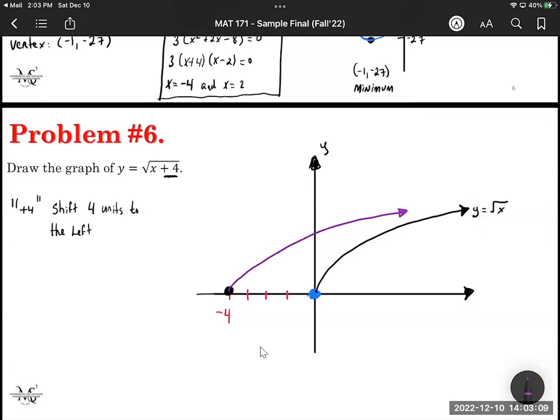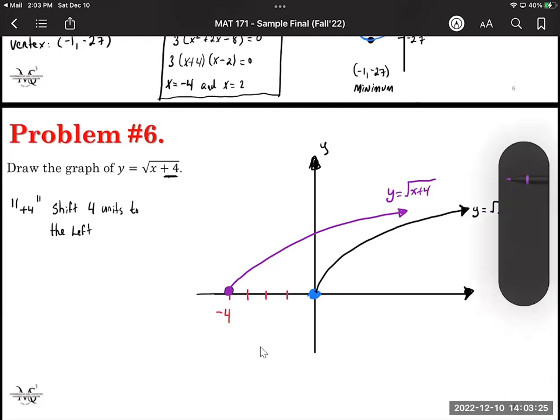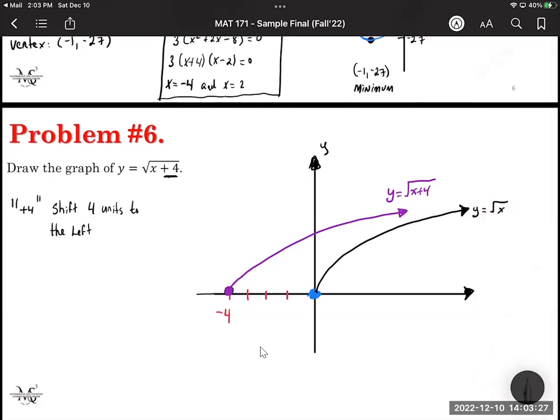So I'll do that here in purple. What you're going to get is now y equals the square root of x plus 4. And again, that's the graph shown in purple. Y equals the square root of x is the original graph. That's the graph that we should all know. And of course, we're just sketching a quick variation of it.